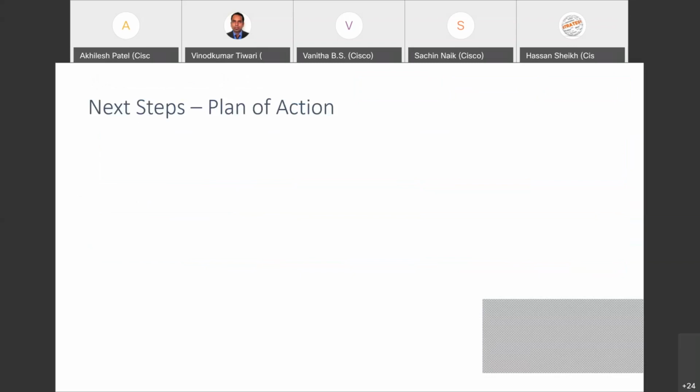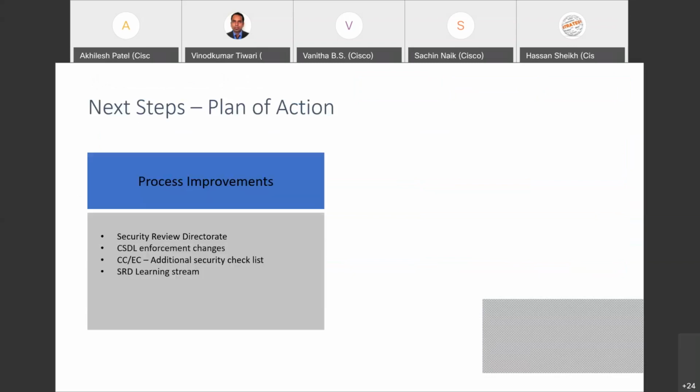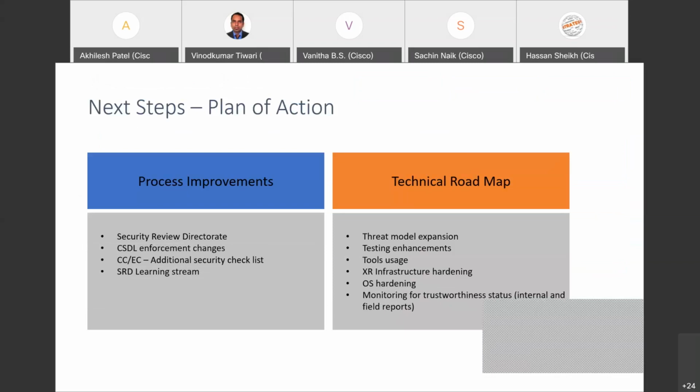Knowing these were the recommendations, two important action plans were categorized. One is process improvement, the other is a technical roadmap. Process improvement, which helps us to sustain it release over release, is more important because it cannot be one time. The technical roadmap is what we get into our functional spec and eventually gets into our DNA. So in the process, we have SRD, CSDL enforcement, and the SRD learning system, which is what Osman will cover.